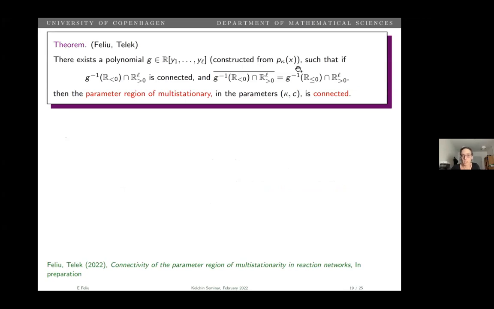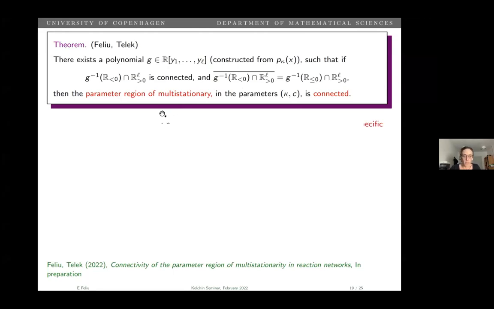we consider essentially this polynomial as a polynomial in the K's and the X, right? If that one, I mean, the anti-image of the negative real line is connected, so the region where the polynomial attains negative value is connected, and it has this technical condition that the closure of this set, you can see here it's open, right? The negative line. It's the same as taking the anti-image of the non-positive line. If that holds, then the parameter region is connected.